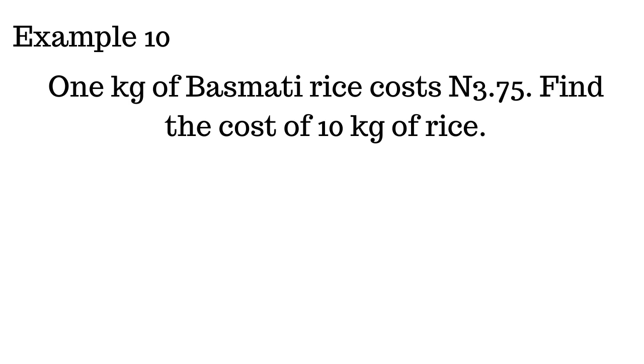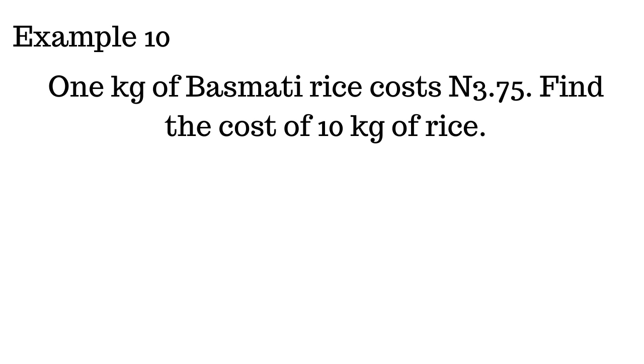Example 10. 1 kilogram of basmati rice costs 3 naira 75 kobo. Find the cost of 10 kg of rice. Now I want us to picture 1 kg of rice. Just one of it costs 3 naira 75 kobo. Assuming we have 10, and each of them costs 3 naira 75, in 10 places, that tells us times, right?